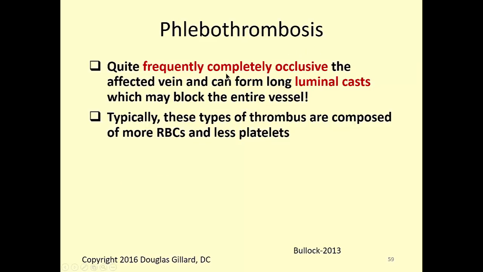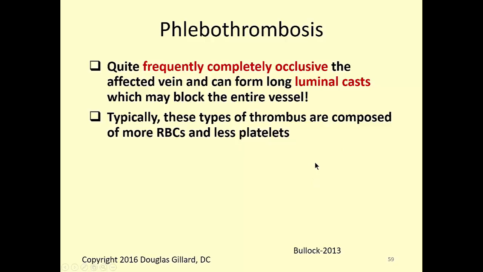Phlebothrombosis continued: quite frequently completely occlusive. Remember we talked about arteries, a lot of times it'll cause a downstream ischemia because it doesn't completely clog off the artery. Not true with the venous system. They typically completely occlude the vessel. They also have a tendency to form long luminal casts. We talked about that in lab, how they can back up, and in some cases they can take out the entire deep system. So pretty scary, although luckily that's rare.